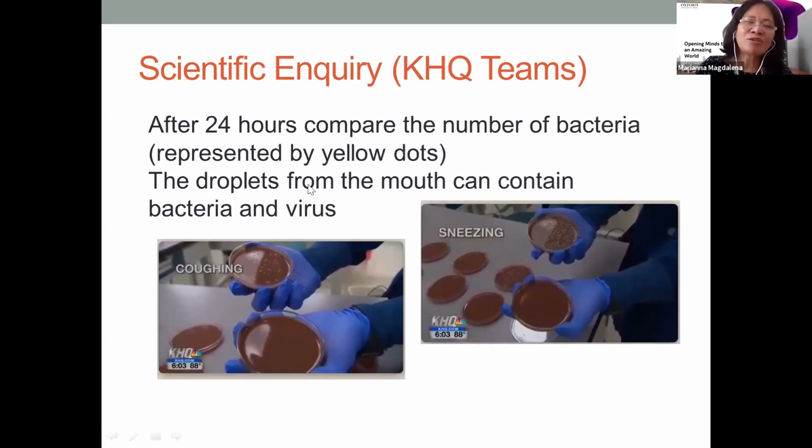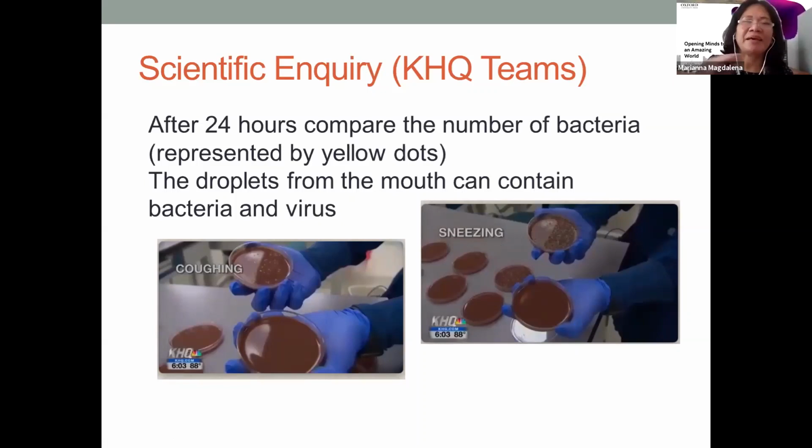Also from this result, we can see that sneezing and coughing are different. Sneezing can spread the virus more than coughing, because the droplets from the mouth can contain bacteria and virus. So that's why we need to wear a mask.